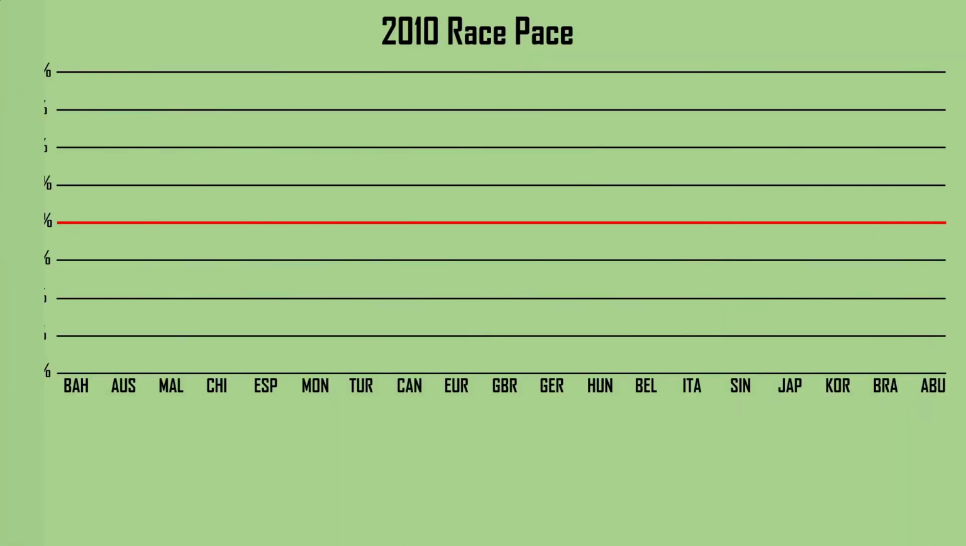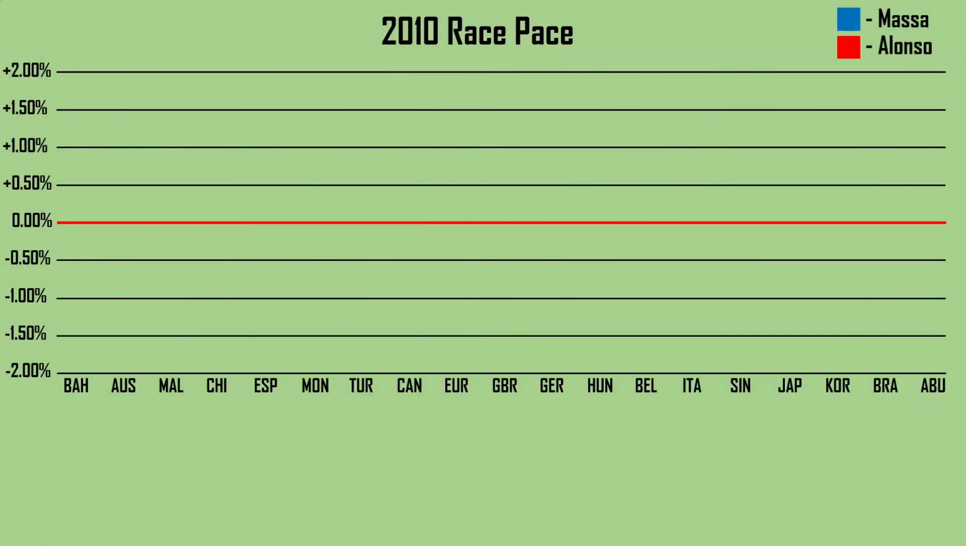And with that methodology all concluded, we will now take a look at Felipe Massa versus Fernando Alonso, and we will take a look at their first season as teammates in 2010. And for these 2 drivers, we end up with a graph that looks a little bit like this. Felipe Massa will be in the blue and Fernando Alonso will be in the red, with the 0 line highlighted in the red horizontal.